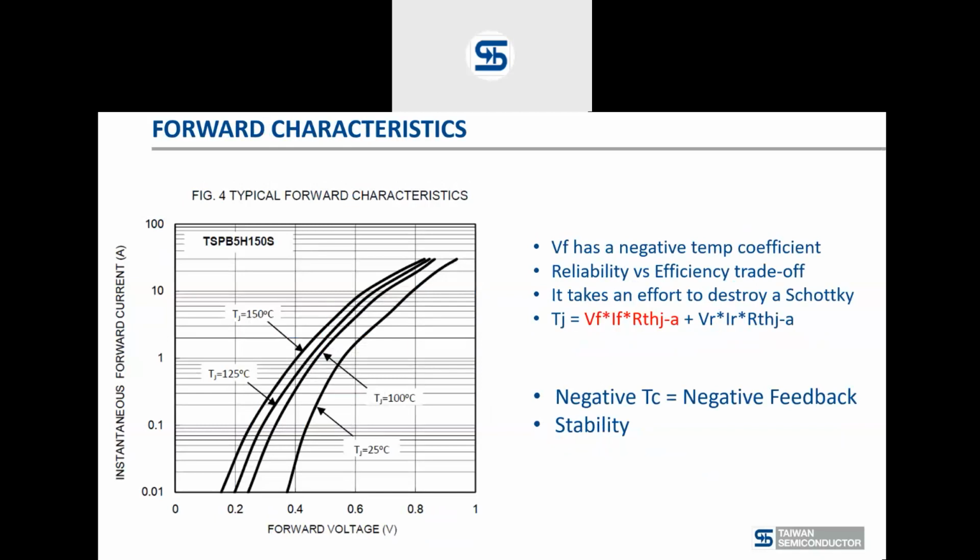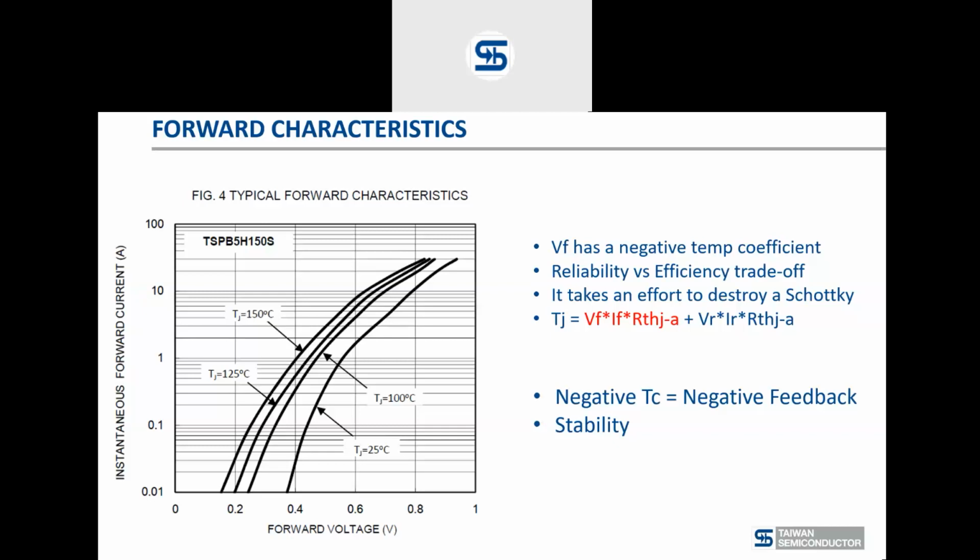There is a negative feedback, and that means stability, and it actually takes an effort to destroy a Schottky. If you just push the thing in the forward direction, you go to 200, 220, 230 degrees C. You really have to melt the diode and the solder inside before you destroy it. So it's very difficult to destroy a Schottky. I don't recommend doing this in your design, because that's not a good way to get good reliability. But it is, of course, a very stable device.